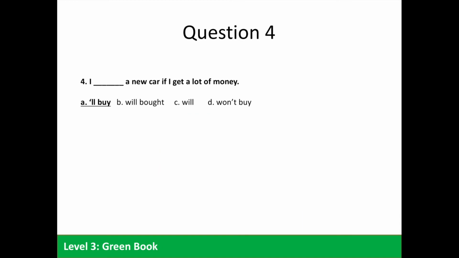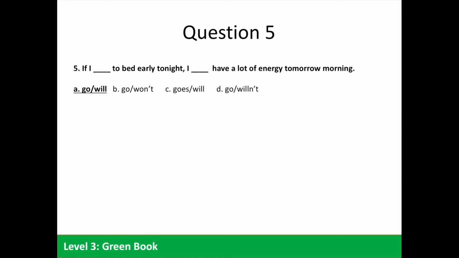Question 4. I blank a new car if I get a lot of money. Again, here we have the independent clause, so we need to use the future tense. So A is the correct answer. Question 5. If I blank to bed early tonight, I blank have a lot of energy tomorrow morning. In the first clause, we know this is dependent, so we need the present tense. And the second clause should be in the future tense because this is the independent clause. So A is the correct answer.